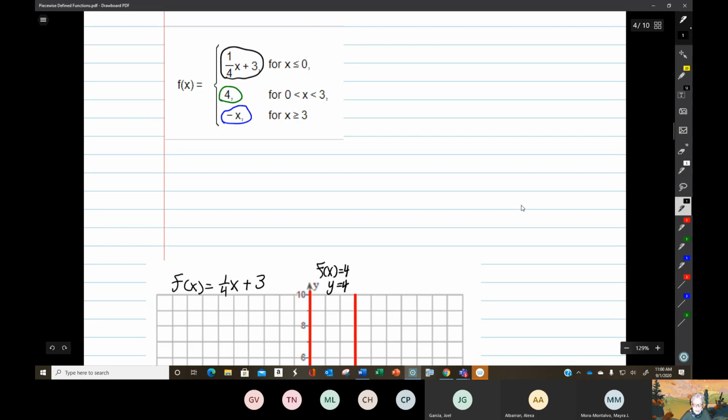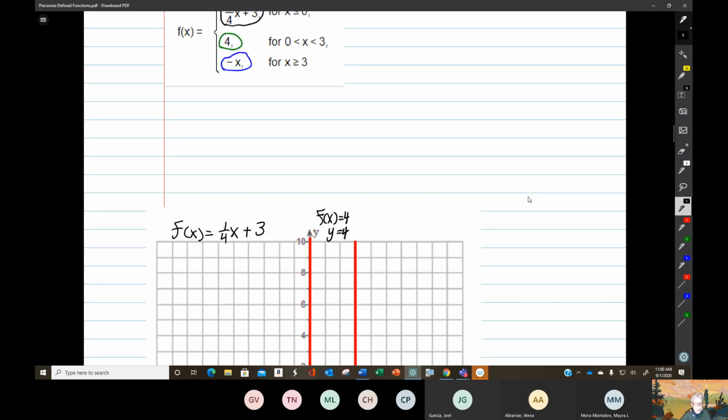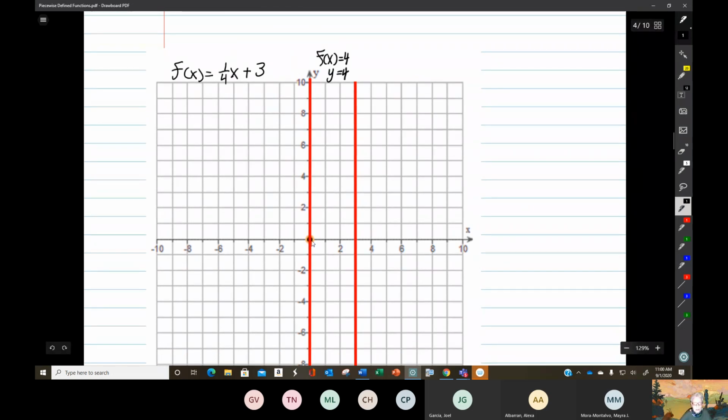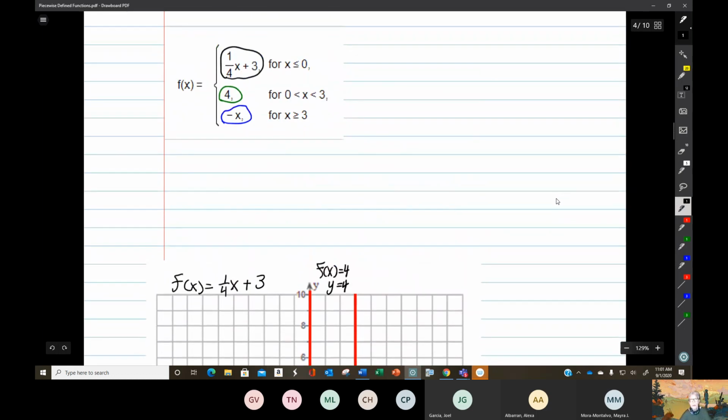y equals 4 between 0 and 3. x equals 0, x equals 3. And then to the right of 3, f of x equals negative x. Okay. So now, let's get to work.